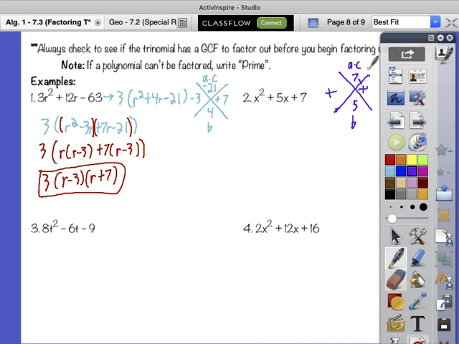Now, what are our factors of 7? 1 and 7. Are there any other factors of 7? No. Do 1 and 7 add up to 5 though? No. So can we factor this? No. If you can't complete our x, then it's prime, and you can't factor it. So we try to complete the x, we can't. And yes, that's one of them that we did.